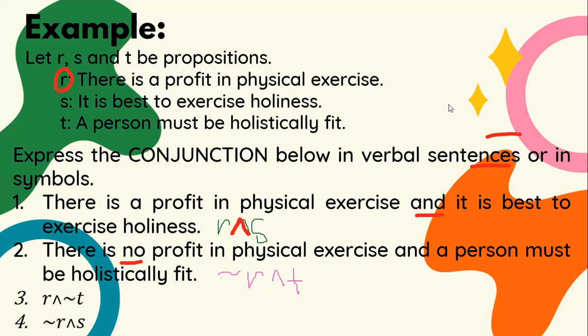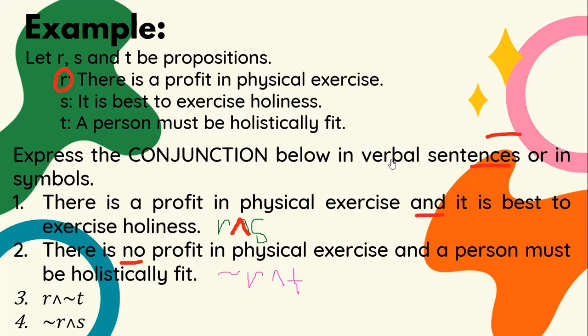Yes, Shello? There is a profit in physical exercise and a person must not be holistically fit. Yan. Thank you, Shello. That's correct. So ano ba yung statement R? Yun yung isusulat nyo. There is a profit in physical exercise. The logical connector and, since may negation symbol tayo, so you need to include the word not for proposition P. So a person must not be holistically fit. Clear po tayo doon, mga anak? Ayan. Let's have the last one.